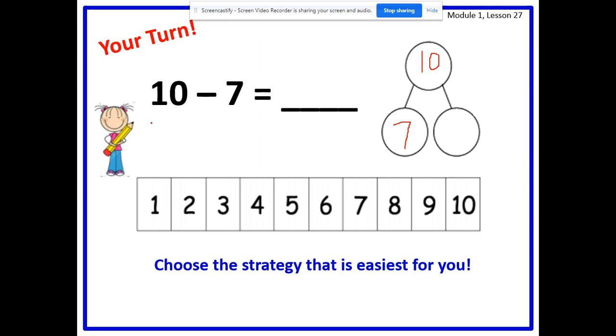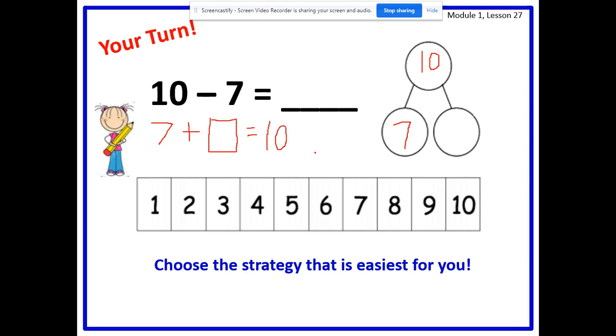Yes, 7. So I write, you write 7 plus blank equals, what is our total? Get ready. Yes, 10.